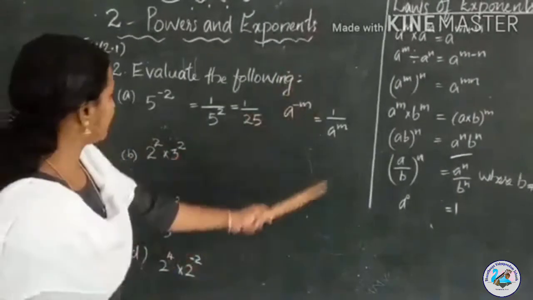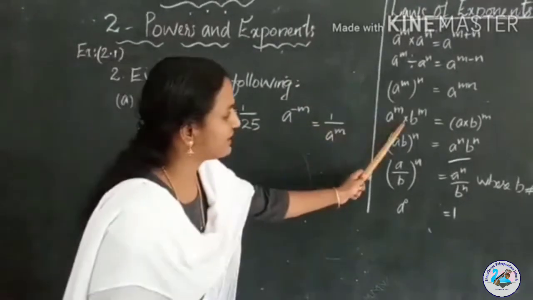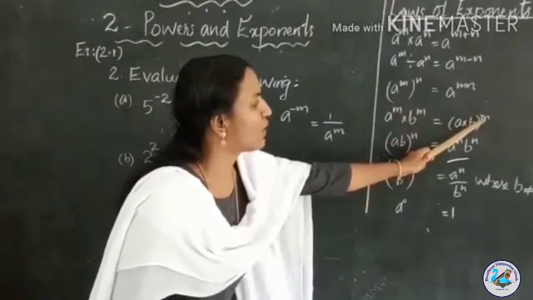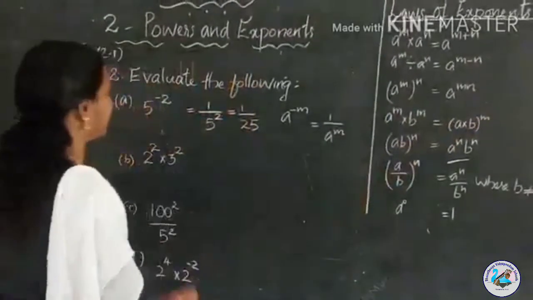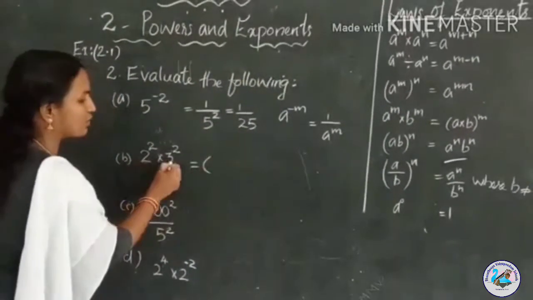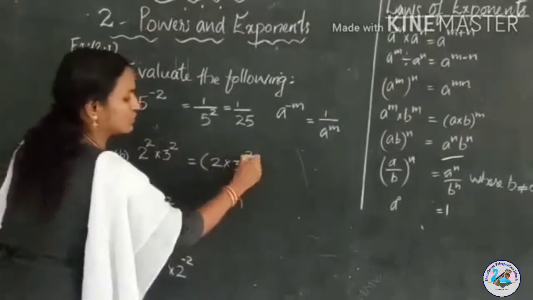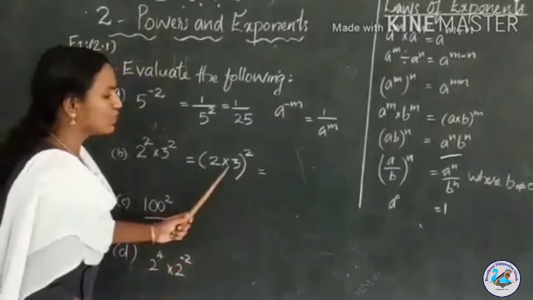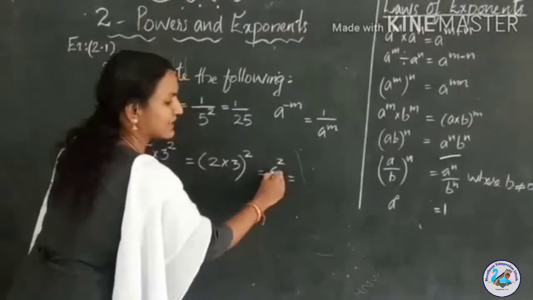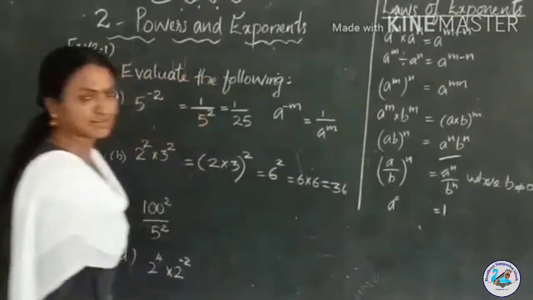The second question, 2 square into 3 square. Which property can we use? Here the bases are different. a power m into b power m is equal to (a into b) the whole power m. So we multiply the bases. Here the bases are 2 and 3. So (2 into 3) the whole raised to 2 is equal to 6 square. 6 square means 6 multiplied by 2 times, 6 into 6, which is 36.